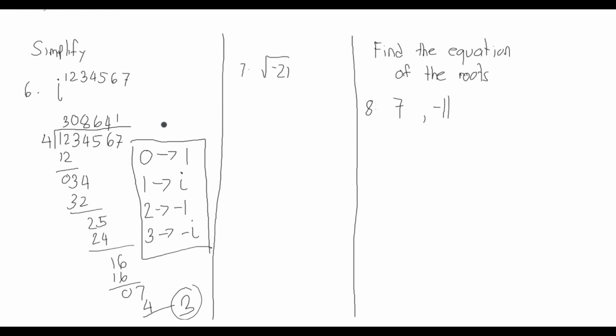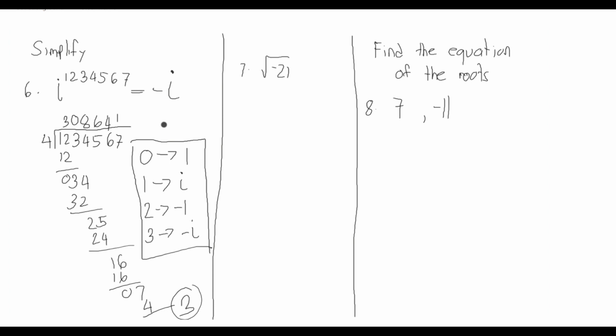Now, if you have a remainder of 0, then the answer is 1. If you have a remainder of 1, then the answer is i. If you have a remainder of 2, you have negative 1. And if you have a remainder of 3, you have negative i. In this case, you have a remainder of 3. So, you have your answer: i raised to 7 is equal to negative i. That's all there is to it.